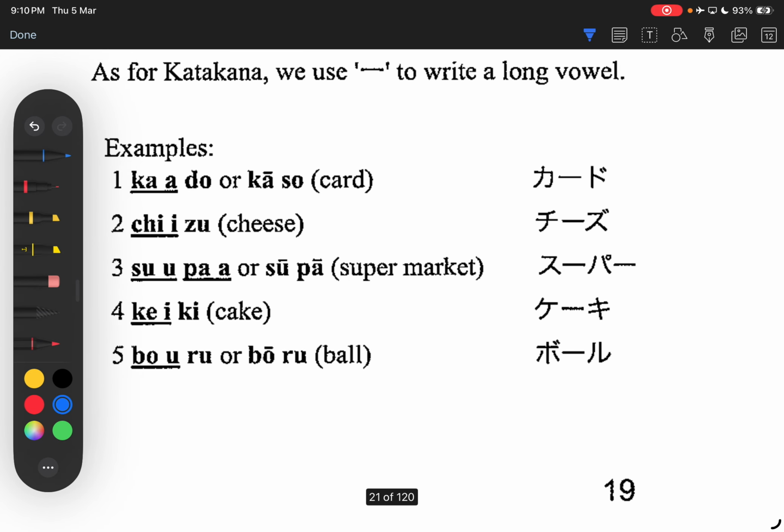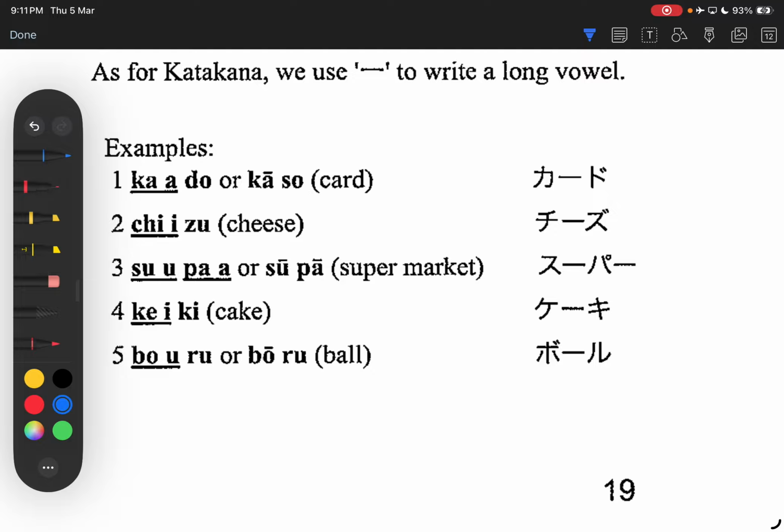So for katakana, how do we represent this long sound? Instead of writing a hyphen above the English character, or adding an additional hiragana character, we represent it by using a dash. For example, ramen is R-A-A-M-E-N. It's a long sound. You drag out the R-A sound.